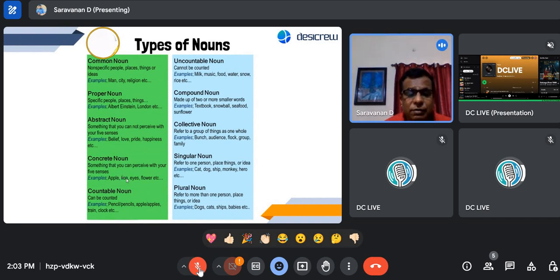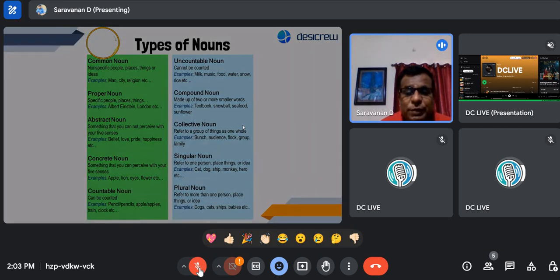Concrete noun, right? Anything that uses the senses, the five senses. Countable, uncountable, compound, right? And the toothpaste, which we saw as a compound noun, and collective noun, right? So it could be a bunch, audience, and stuff like that. Singular noun and plural noun. So when you say cat, it is singular; plural, it is cats. Okay, so this we did yesterday.